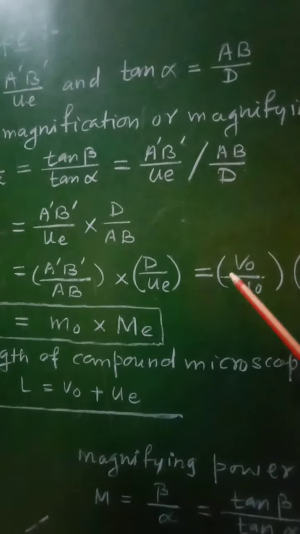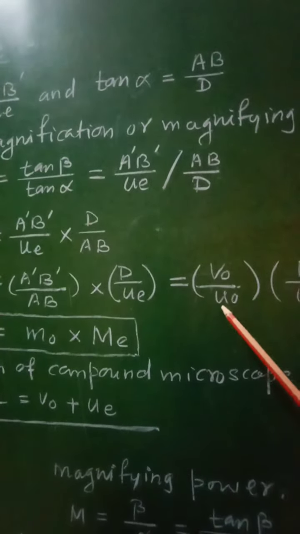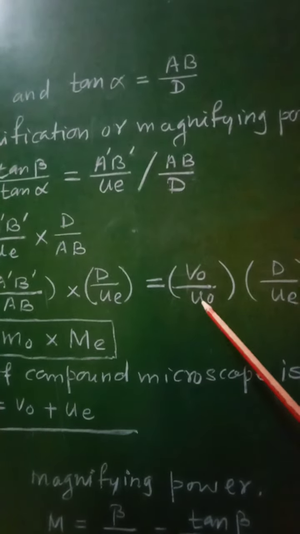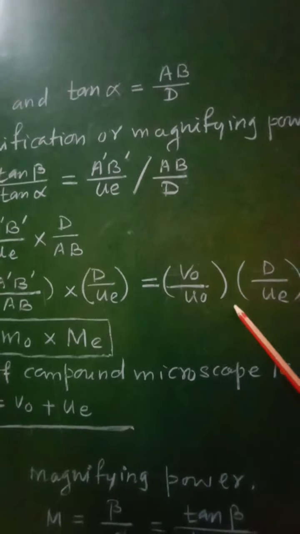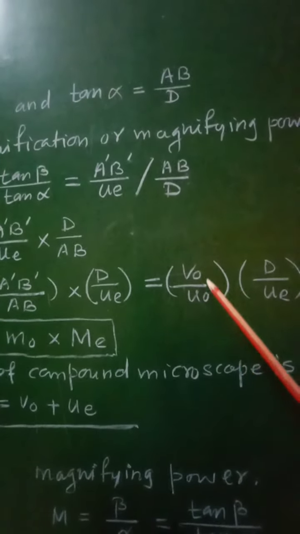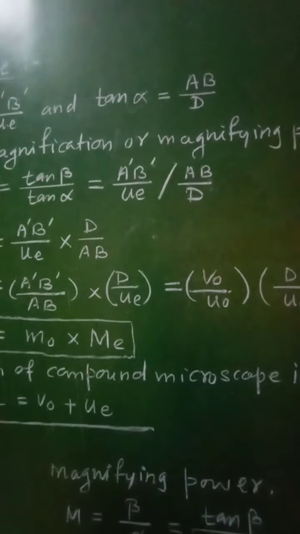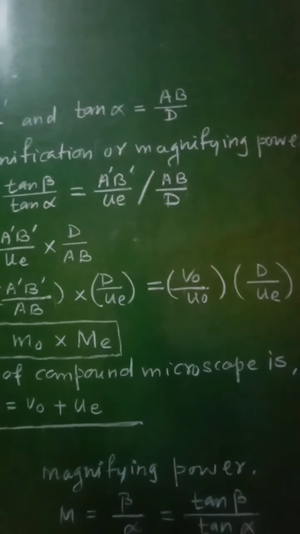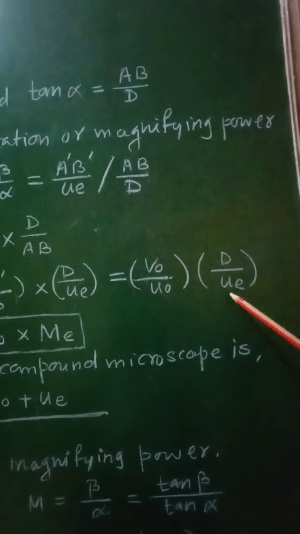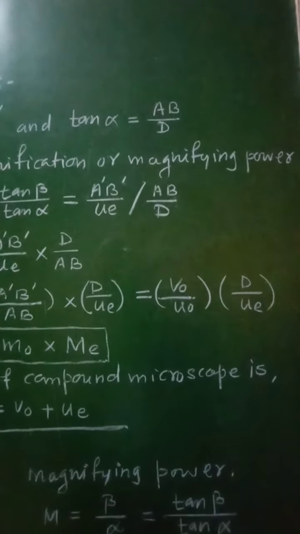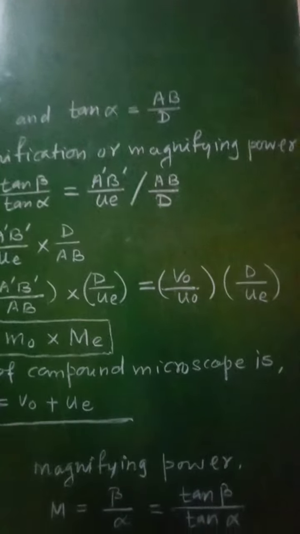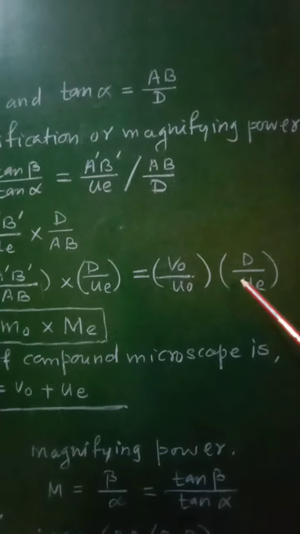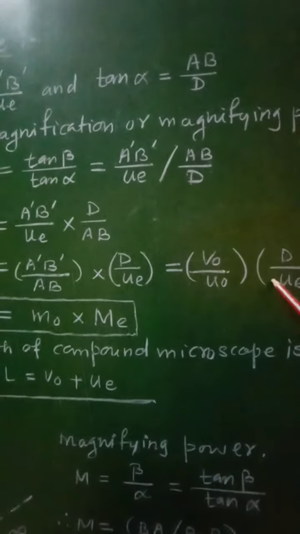So that will be written as phi O upon UO into D upon UE. But this term, phi O upon UO, will represent the linear magnification of the objective lens, and this D upon UE will now represent the angular magnification of the eye lens. So this is the linear magnification of the objective, this is the angular magnification of the eye lens.